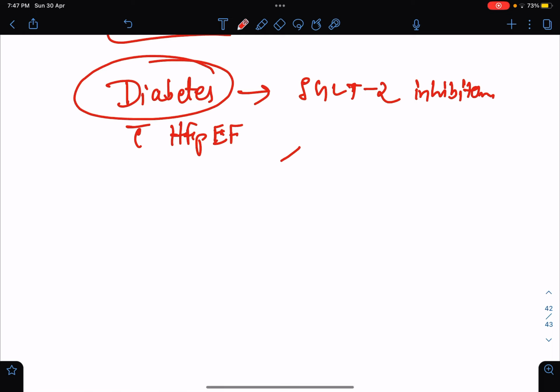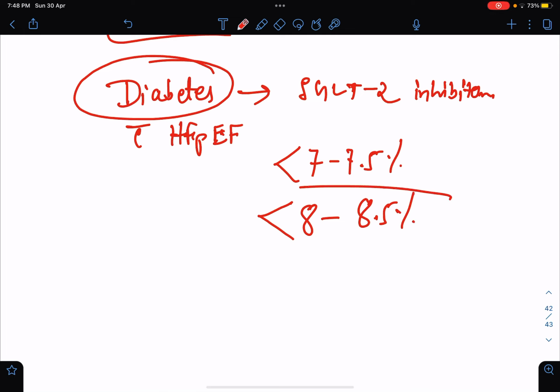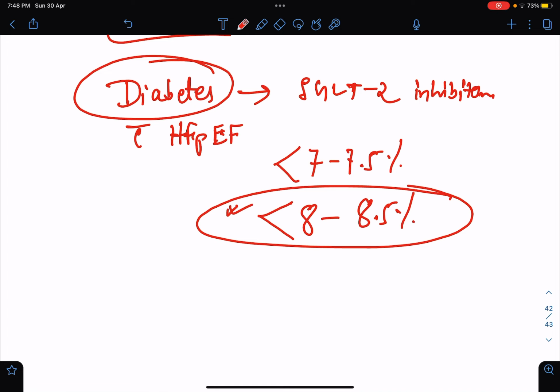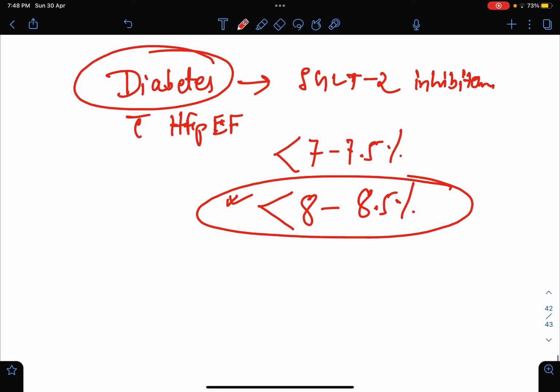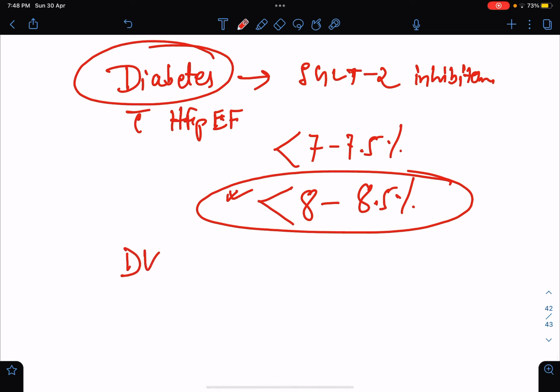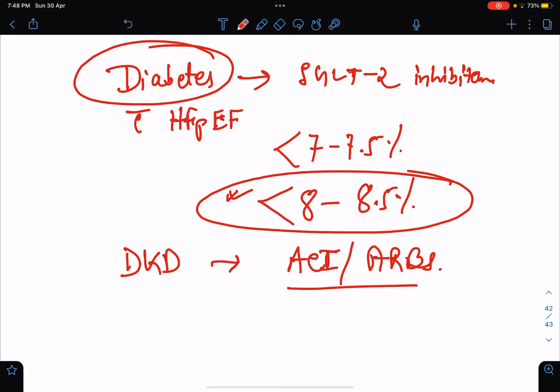The target should be less than 7 to 7.5% in case of mild to moderate heart failure. In case of severe heart failure, it should be 8 to 8.5%, and for elderly also we can keep the target at a little higher level, below 8 to 8.5%. Okay, and if the patient is suspected to have, or is having diabetic nephropathy or diabetic kidney disease, DKD, we may use ACE inhibitors, we may use ARBs, to retard the progression of diabetic kidney disease.